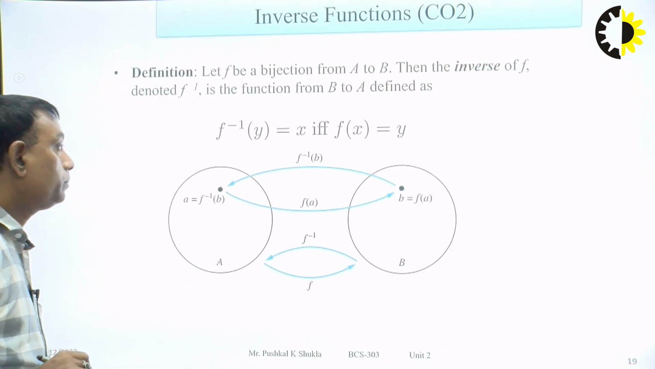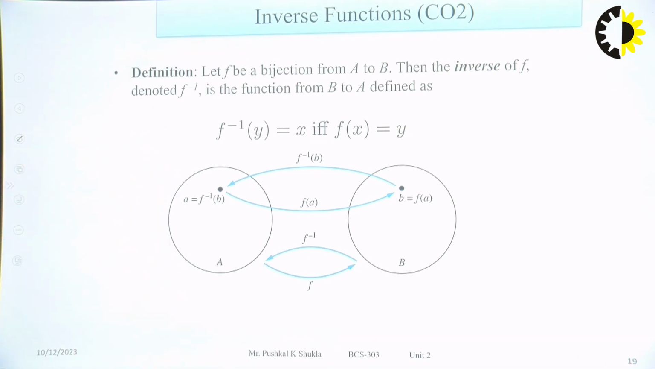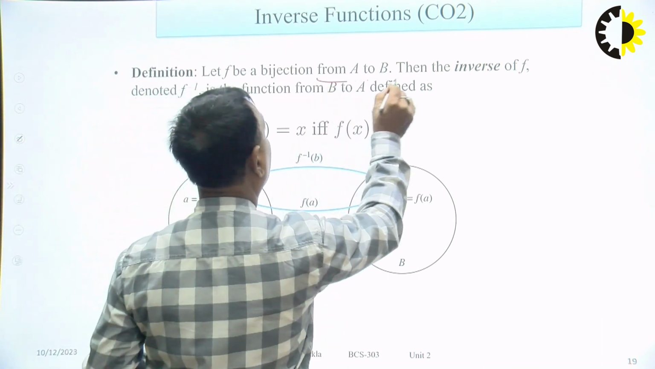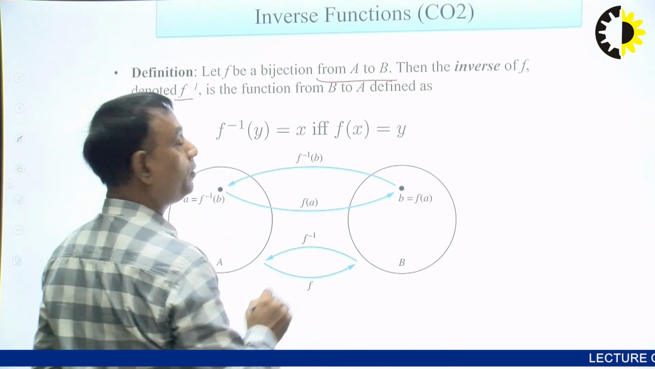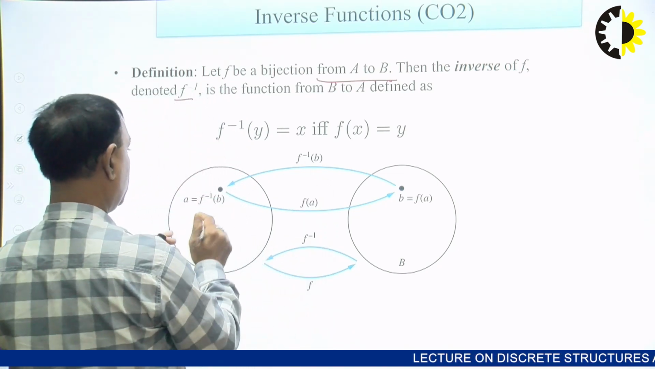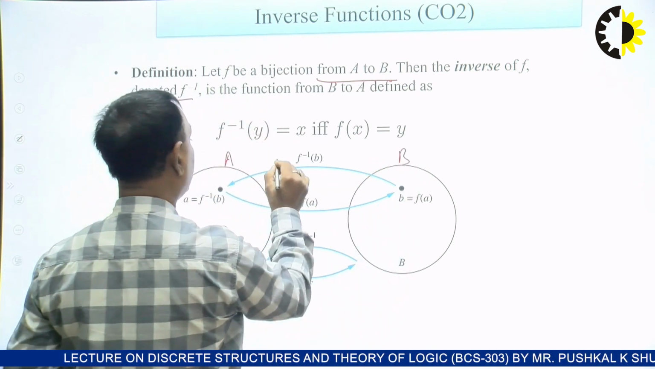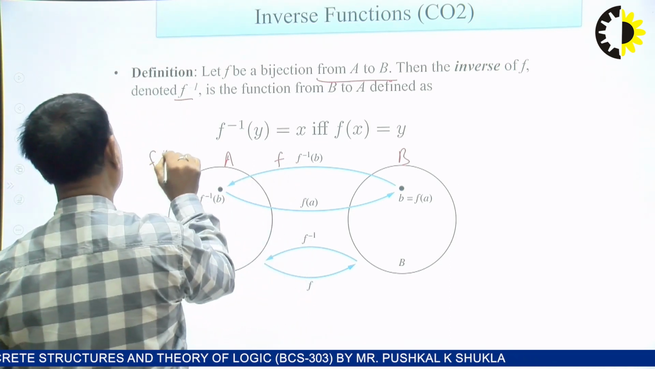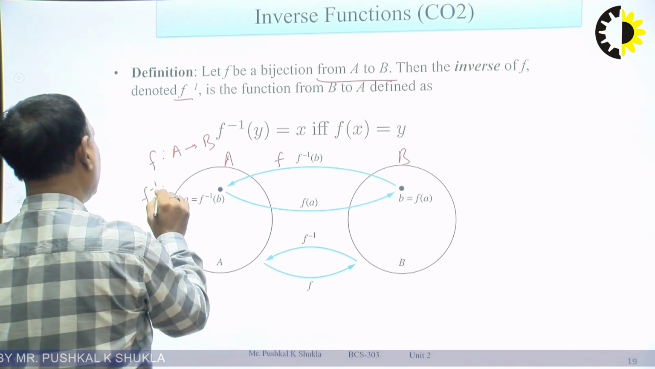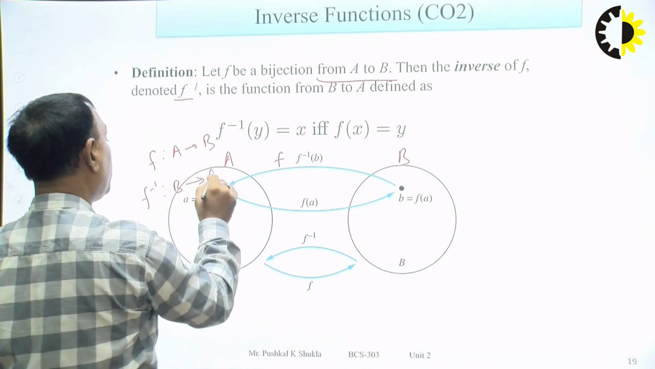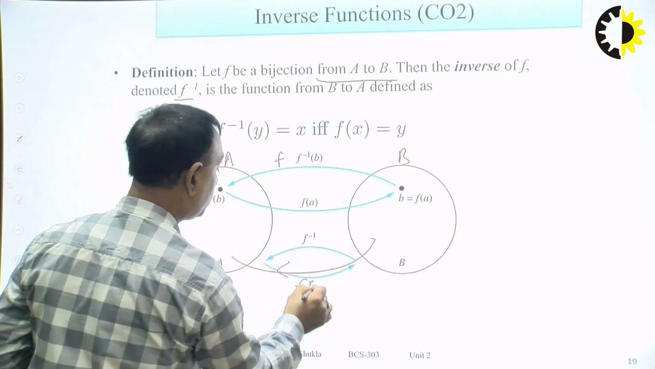This is the inverse function. Let f be a bijection function from A to B. Then the inverse of f, denoted by f inverse, is the function from B to A. Suppose this is A and this is B. The function f is defined from A to B, so f inverse is defined from B to A, like this.